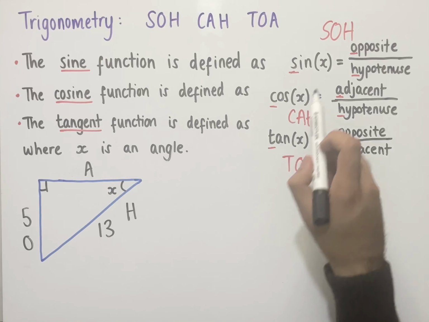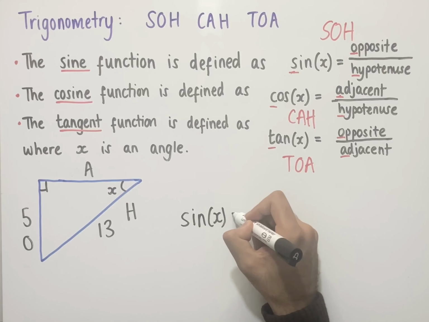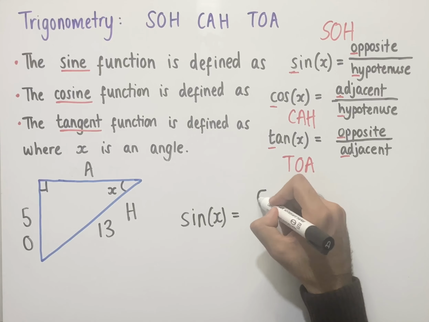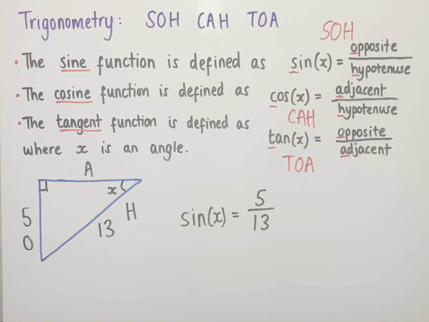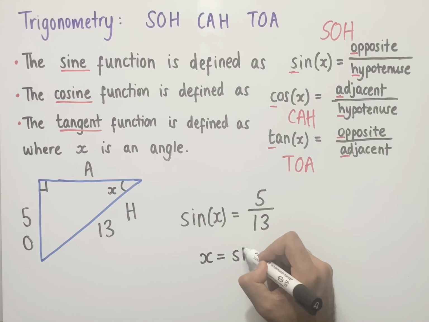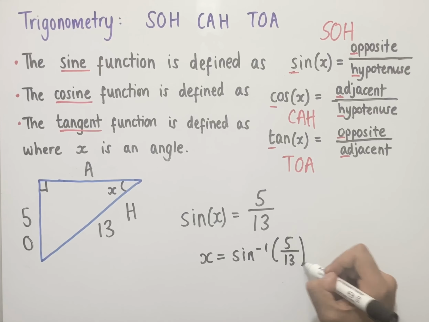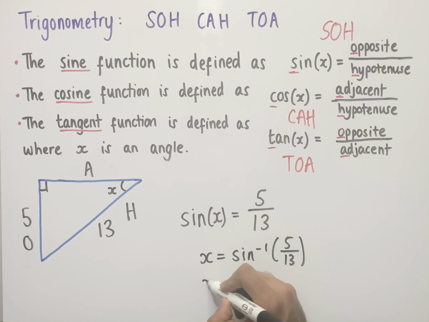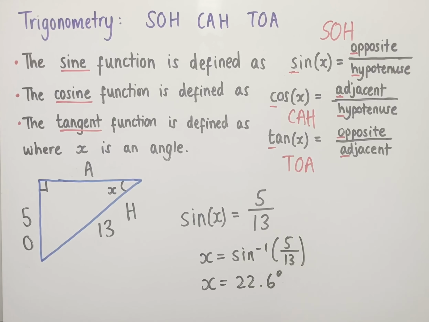So we have the following equation: sin x equals the opposite side 5 over the hypotenuse 13. Taking sine inverse of both sides, we get that x equals sin inverse of 5 over 13. And putting this on a calculator, we find that x equals 22.6 degrees to 1 decimal place.